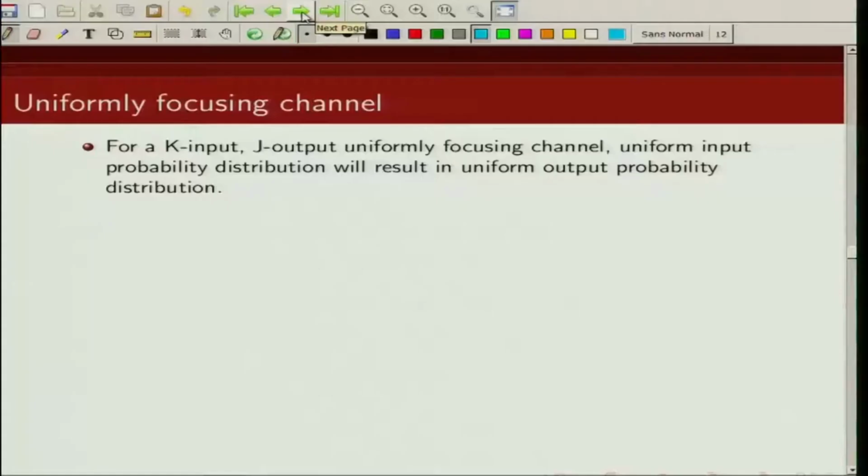Now, what can we say about a uniformly focusing channel? For a k input, j output uniformly focusing channel, a uniform input probability distribution will result in a uniform output distribution. Let's prove this. Also, the maximum value of H(Y) is given by log j, where j is the number of possible output values.